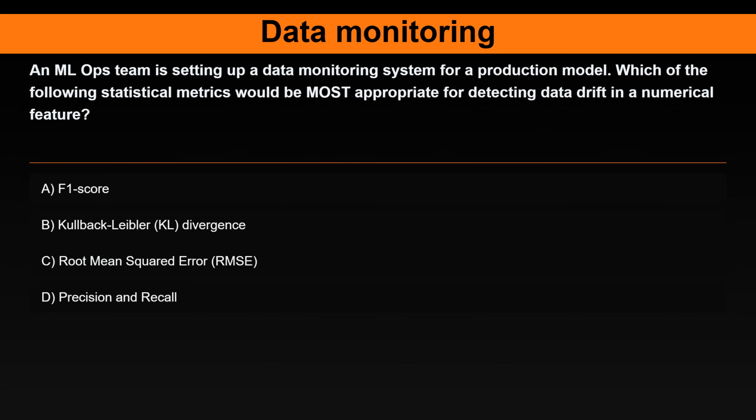Question 17. An MLOps team is setting up a data monitoring system for a production model. Which of the following statistical metrics would be most appropriate for detecting data drift in a numerical feature? Option A. F1 score. Option B. Kullback-Leibler (KL) divergence. Option C. Root mean squared error (RMSE). Option D. Precision and recall.